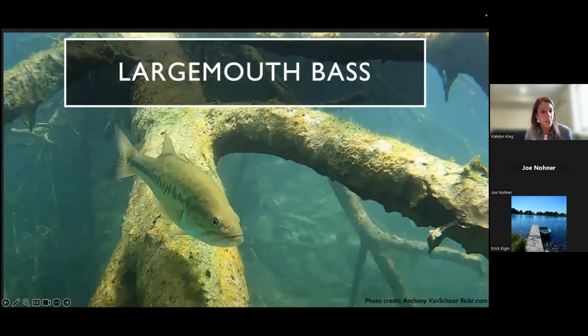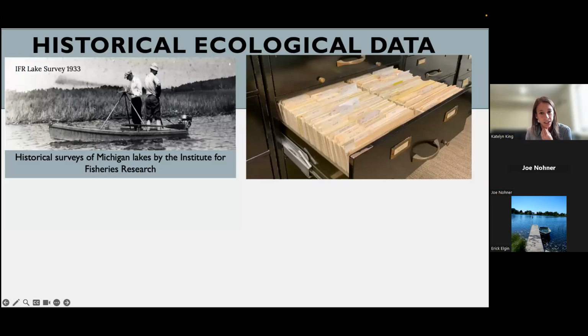So in order to do this comparison of historical and contemporary data, we need good historical data. So the Institute for Fisheries Research here in Michigan has a lot of this data. They did historical lake surveys, and this is an awesome picture from one of those surveys in 1933, there on the left.